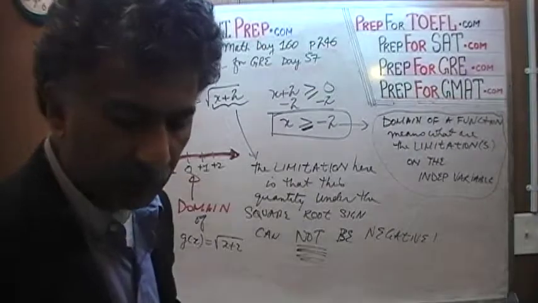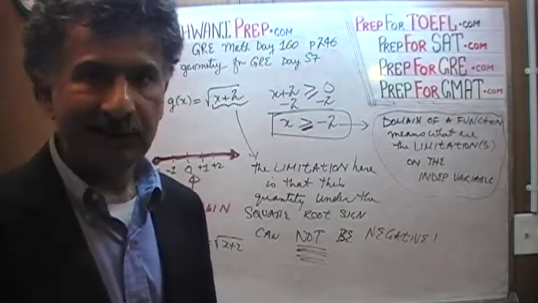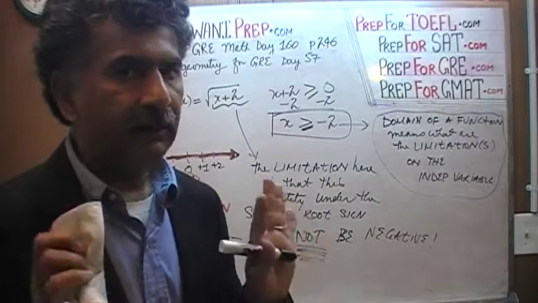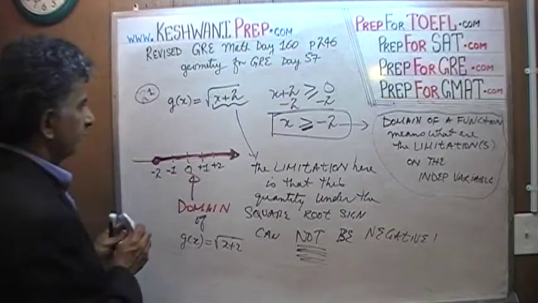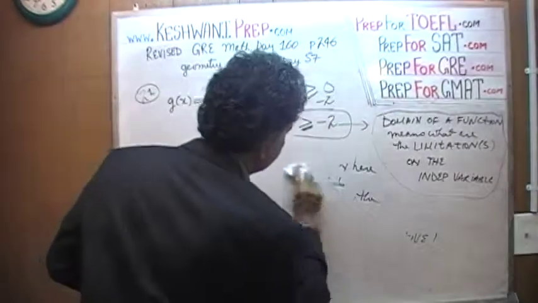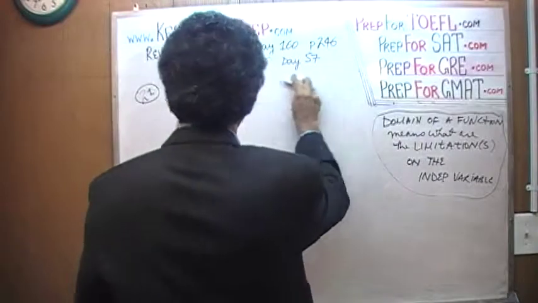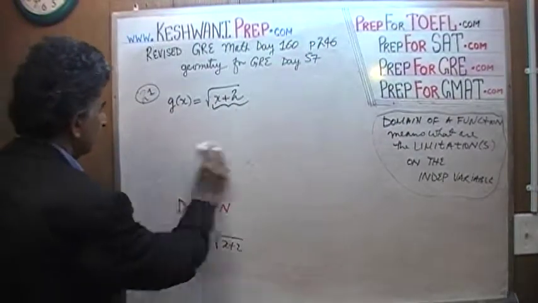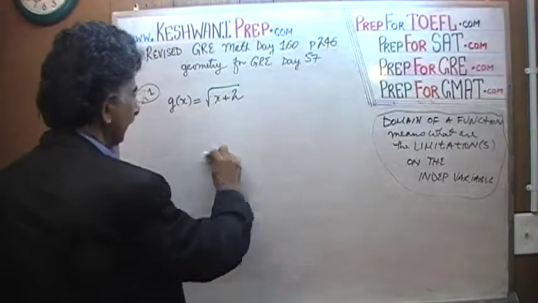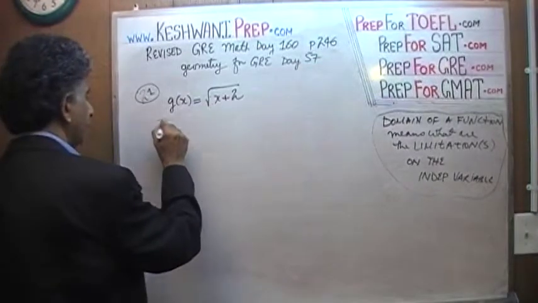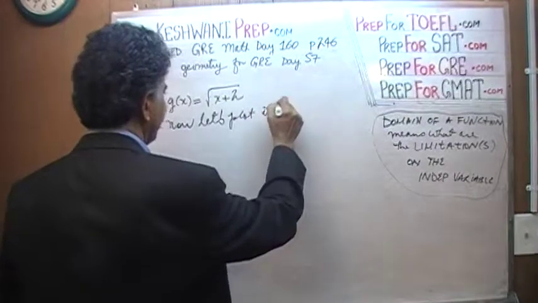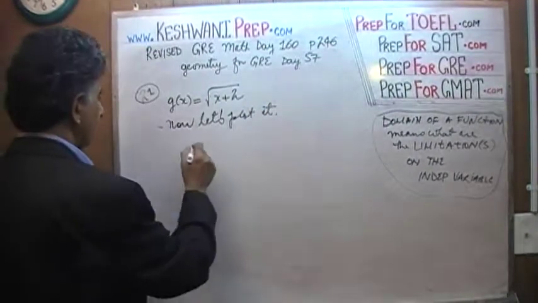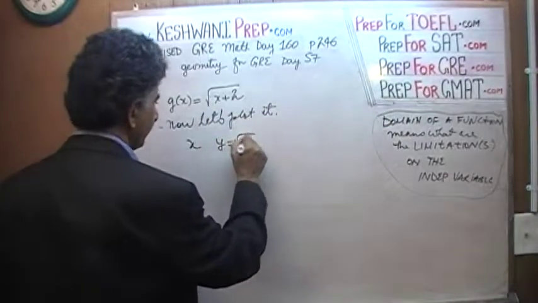What are the allowable values for x here? Well, x can be anything it wants to be, as long as it does not go below negative 2. That's all it is. Let's plot it, shall we? I need the room. Now, let's plot it. So here's your x and here's your y, which is square root of x plus 2.